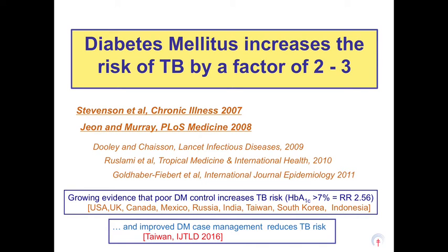Both of them did systematic reviews and meta-analyses over slightly different time periods, but both concluded that diabetes mellitus increases the risk of tuberculosis by a factor of 2 or 3 times. Now, since those publications, there have been other papers confirming this association, confirming this degree of risk.